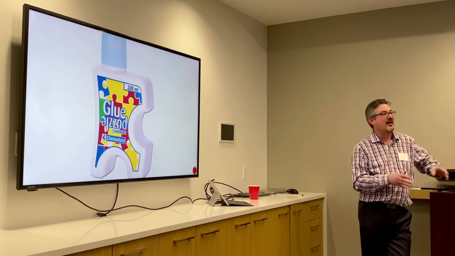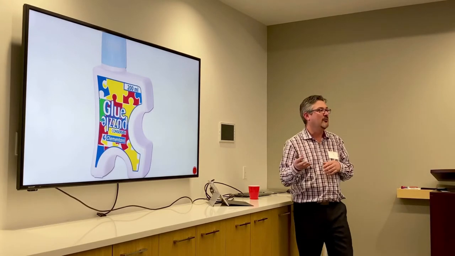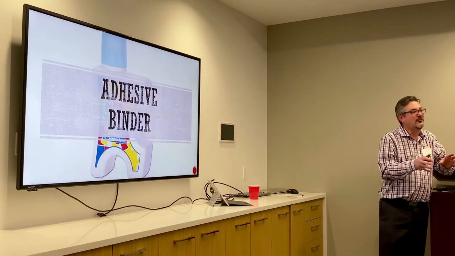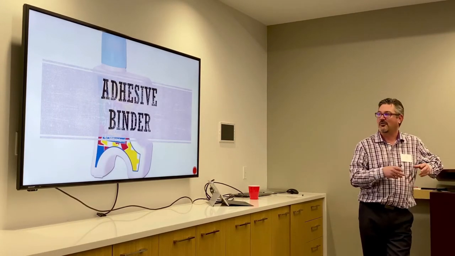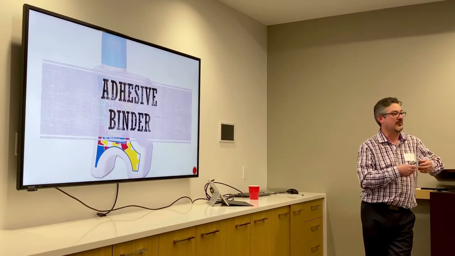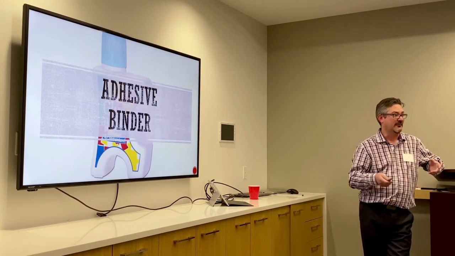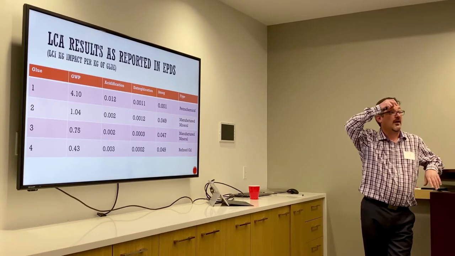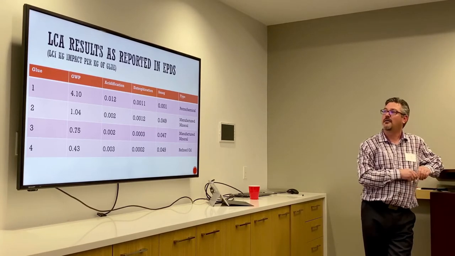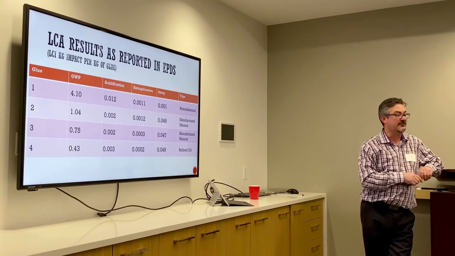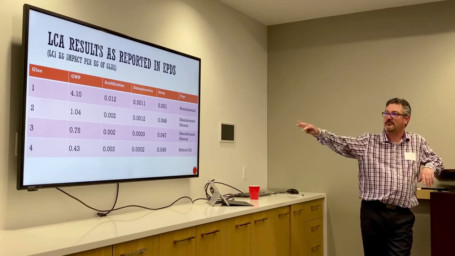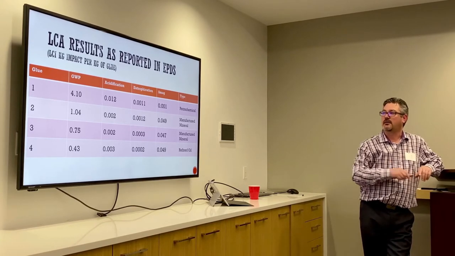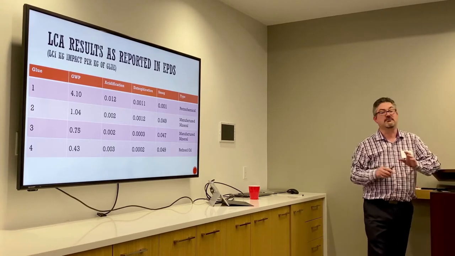But the question is, how do you actually figure out what sort of glue you want to use? Well, when it comes to glues in the industrial sense, we think of them with a different name. We either call them adhesives or binders, okay? So let's have a look at four different glues. These are published LCA results in published EPDs for different types of glues, with different LCI impacts. So we have global warming potential on the left, we have acidification, eutrophication, smog generation potential.